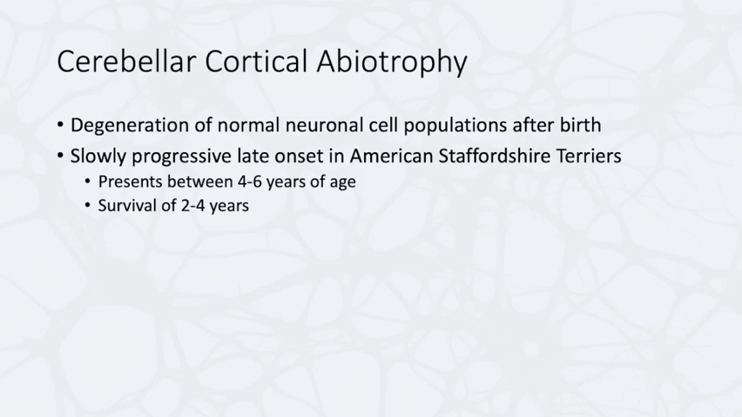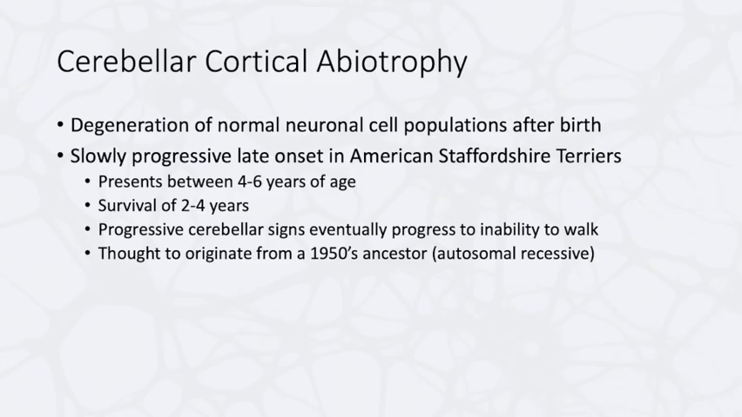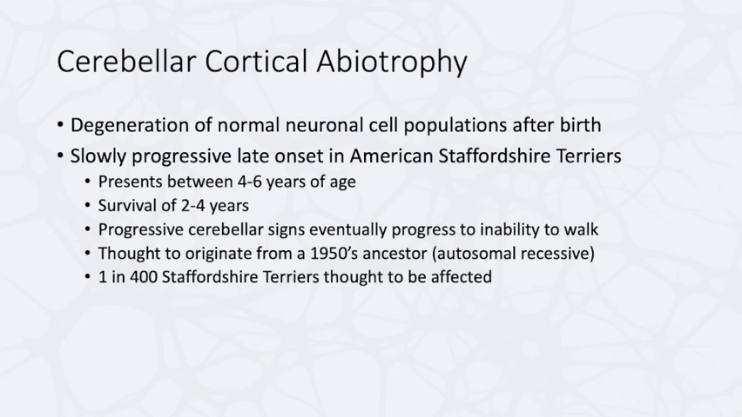And it's slowly progressive, which in a sense is good news because the owners have time. But in another sense, it's hard to manage a large breed dog that's having gait issues for years. And although the signs start with cerebellar signs, eventually it progresses to where they're so unstable and weak that they can't walk, and they can have cognitive changes too with this condition. And again, it's somewhat ubiquitous, where 1 in 400 Staffordshire Terriers in the United States are thought to be affected. So not an uncommon condition.